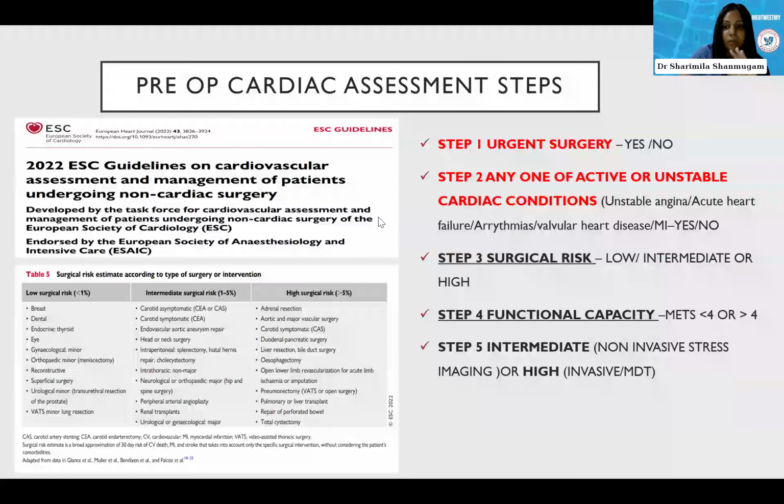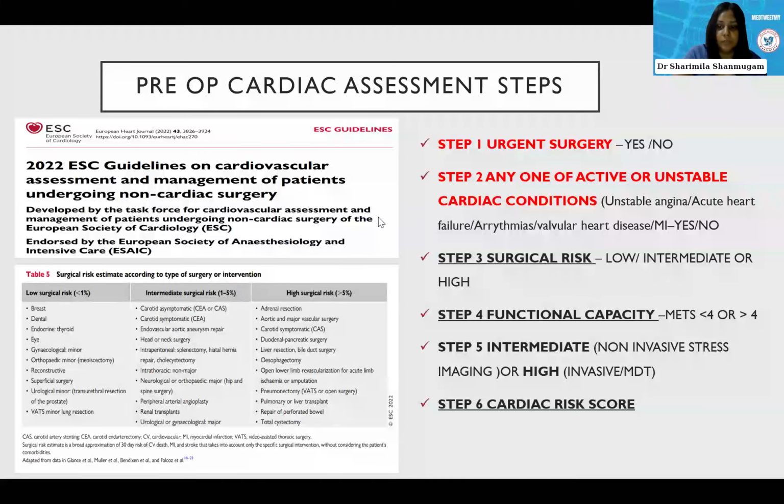Step 5, of course, the low risk, we put them on one side, but step 5 is to further understand what extra things that we can do instead of just performing either ECG or a chest X-ray. So the intermediate risk, whether or not we want to go further to do a non-invasive stress imaging, and high risk, whether it requires invasive coronary angiogram, and also at the same time referring to the multidisciplinary team. Step 6, last but not least, what is the cardiac risk score? This is the revised cardiac risk score, will actually tell us, which I will take you through during the case studies, actually why this risk score is important.